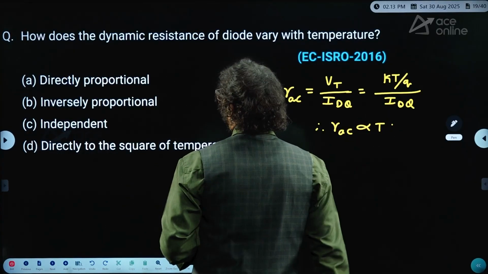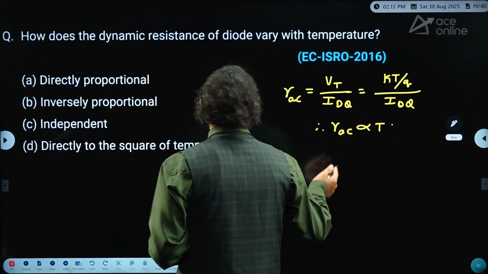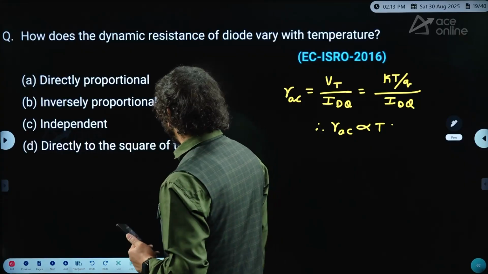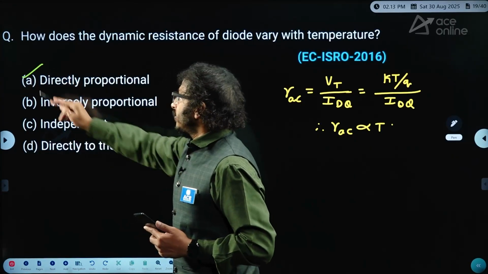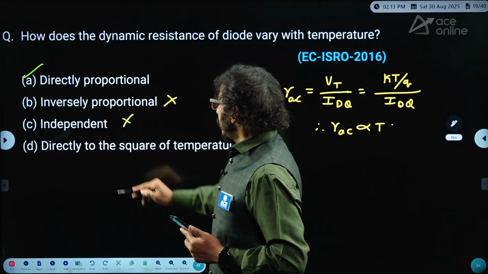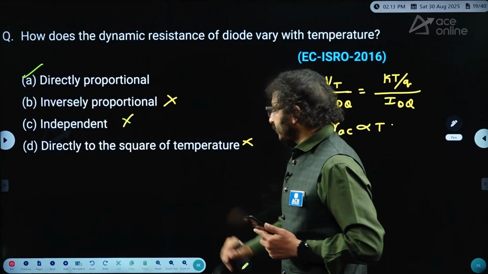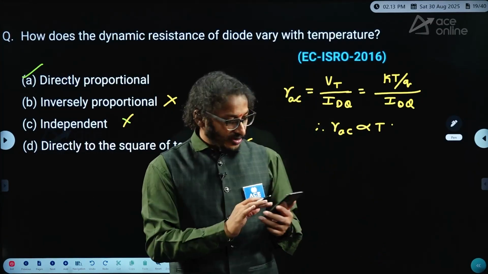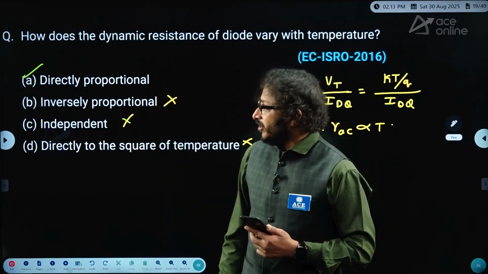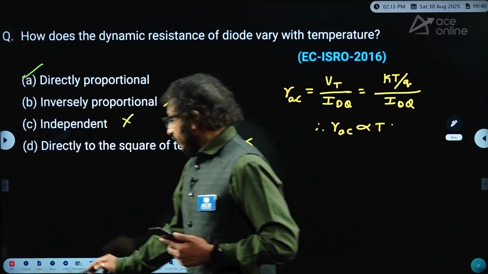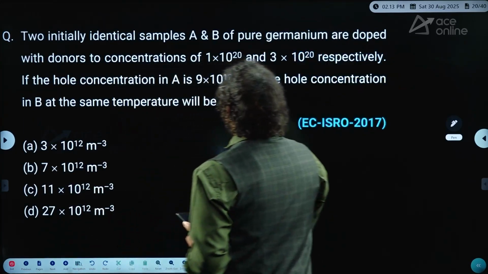He is asking about a dynamic resistance varies with temperature. So temperature increases, dynamic resistance increases, directly proportional. Directly proportional is apt. Inversely is wrong. Independent is wrong. Directly to the square, no, it is wrong. It is directly proportional to only temperature. So answer for the given question is option A. Okay. Now one more question.